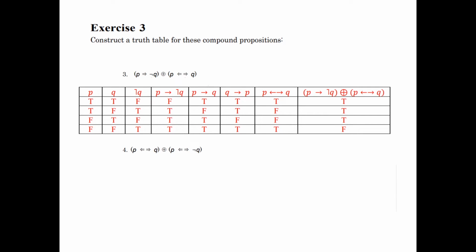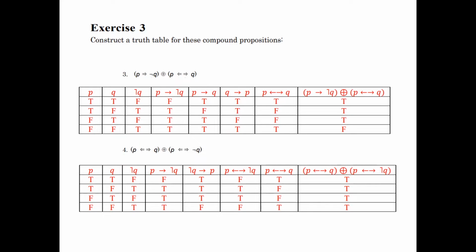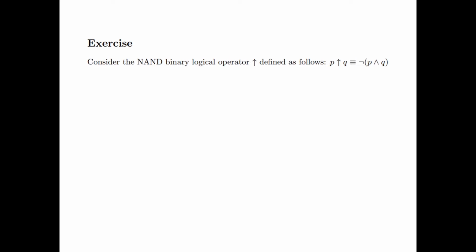Okay, the solution for the first one, the solution for the second. You can check your answers here. As you can see, this guy is not a tautology, but it is satisfiable because you found assignments where it was true. This guy is a tautology, everything is satisfiable. Okay. Moving forward.